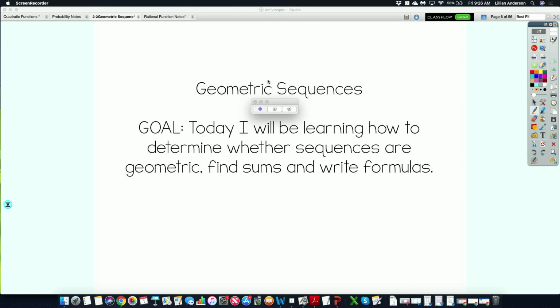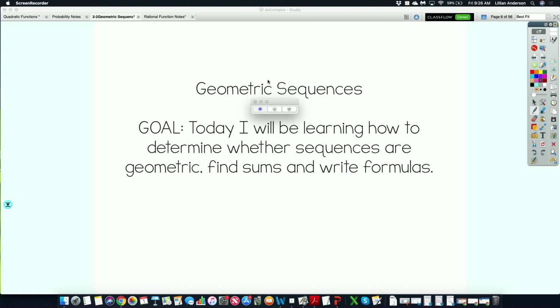Sequences and series is what we're going to be talking about today. So you're going to not so much learn, because you've done this before, more like refresh your memory of how to determine whether a sequence is geometric, how to find sums, and also how to write formulas. Okay? So that's what we're doing today.